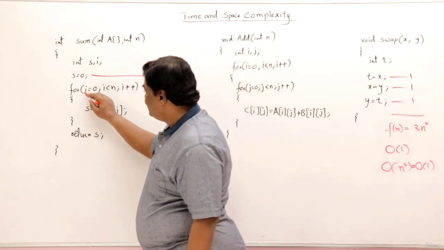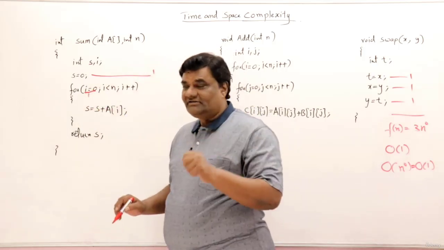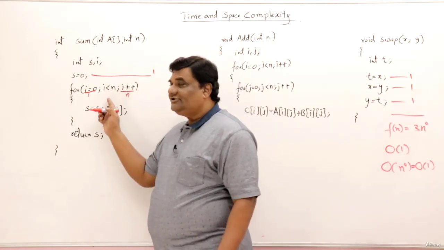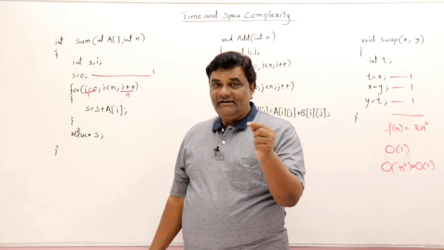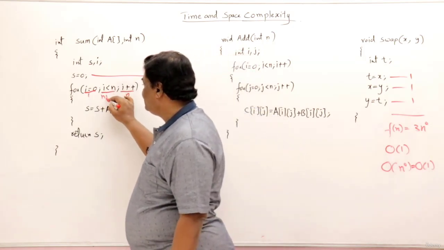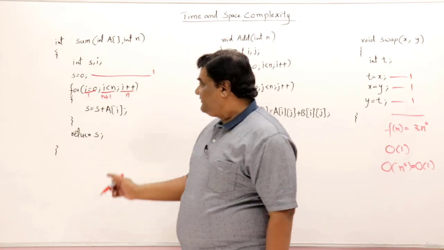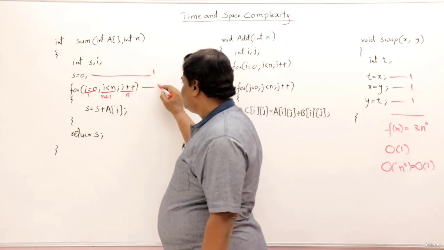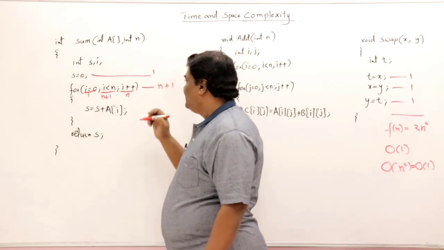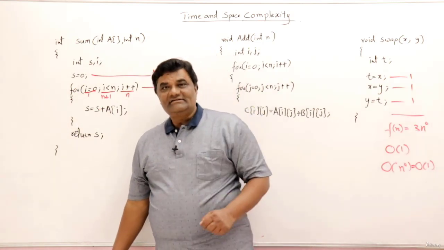See, if you know the for loop, the initial part will execute for 1 time. And this increment will happen for n times. Condition also n times, but 1 time the condition will fail, so it will stop. So this is total n plus 1. So we can ignore all others and take just n plus 1. So for the for loop, let us say time taken is n plus 1.